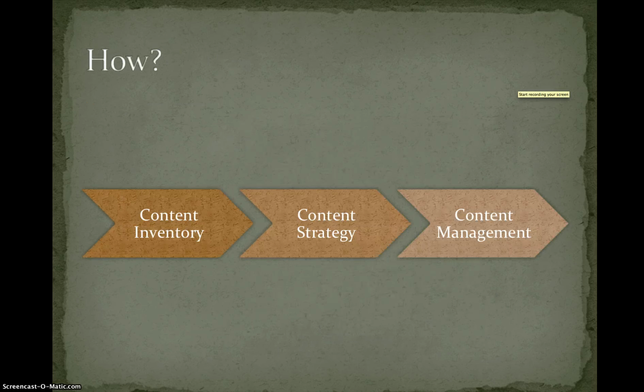How do you do this? There's really a three-step process for roping in and managing your content. Step one is a content inventory, where you look at everything that you've got. Number two, you develop a strategy of how you want to use that content. And three, you have your ongoing management.